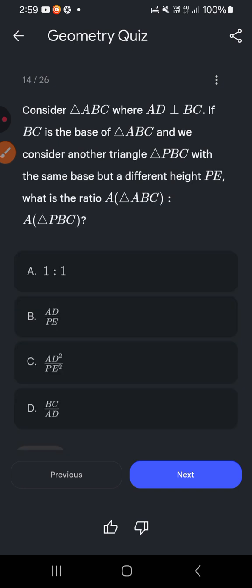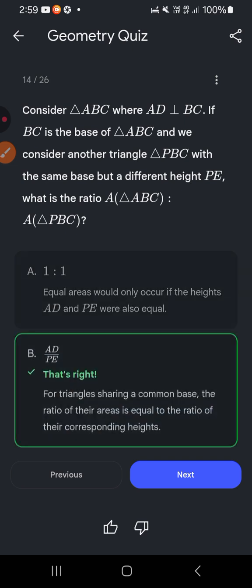Consider triangle ABC where AD is perpendicular to BC. If BC is the base of triangle ABC and we consider another triangle, triangle PBC, with the same base but a different height PE, what is the ratio of area of triangle ABC to area of triangle PBC? AD upon PE. Because for triangles sharing a common base, the ratio of their areas is equal to the ratio of their corresponding heights.